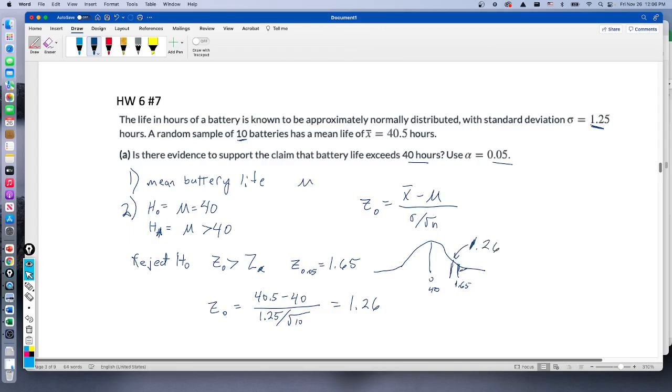Did we make it into the rejection region? No, we didn't. We didn't make it above, right? We need z naught to be bigger than z of alpha. So we can't reject. We do not reject. There's not sufficient evidence. Okay. Is there evidence to support the claim? No. So do not reject H naught.